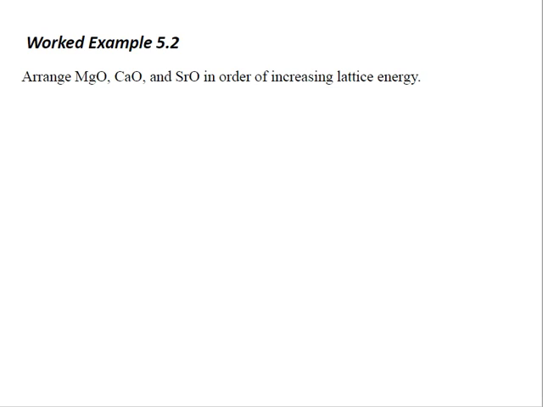Our second example is going to look at lattice energy. This is asking: arrange MgO, which is magnesium oxide, CaO, calcium oxide, and SrO, strontium oxide, in order of increasing lattice energy. Increasing lattice energy, so we would start with the lowest, and then which one is in the middle, and then the highest. So we're going to go from lowest to highest.